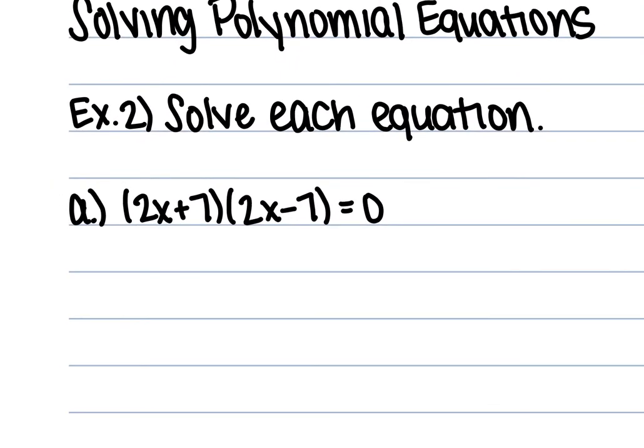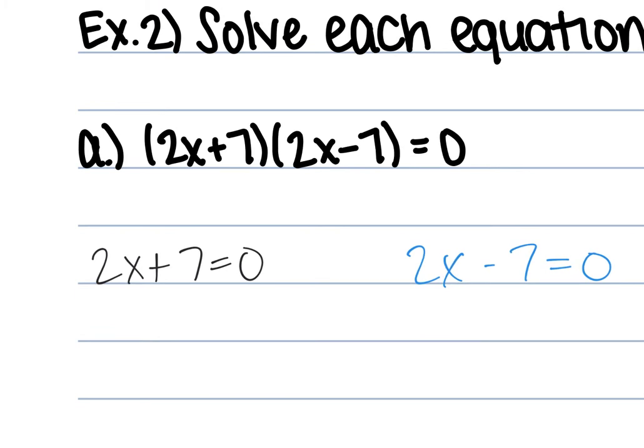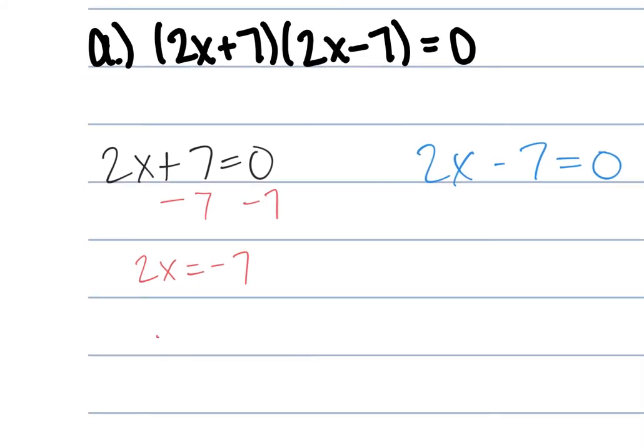How would we do A? Zach, what would you do? 2x plus 7 equals 0. We do the same both minus. Good. And then the other one's just 2x minus 7 equals 0. Rocco, help me solve this first one. 2x plus 7 equals 0. Yep, so x equals negative 7 over 2.